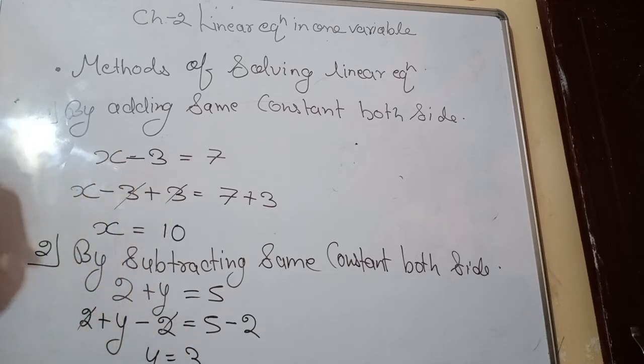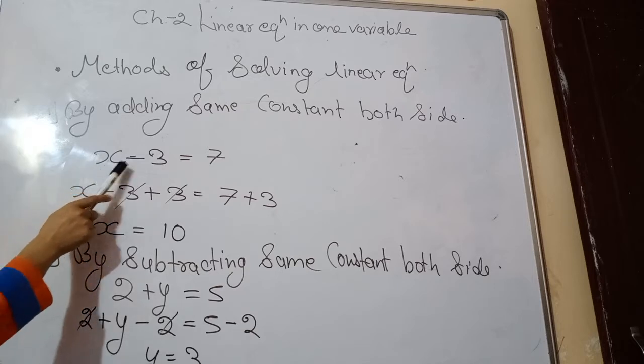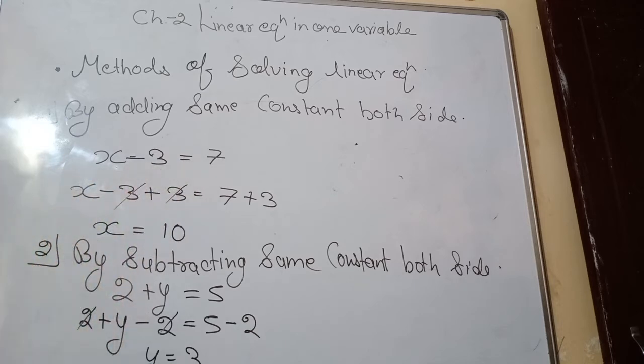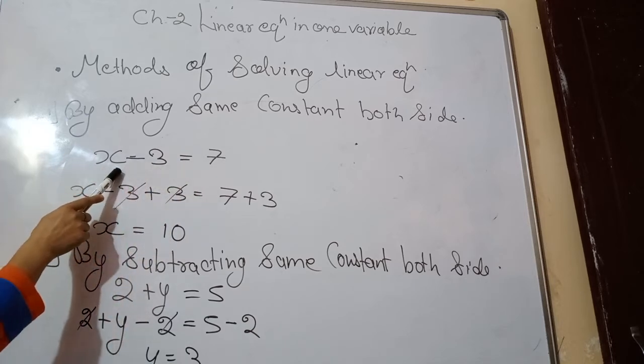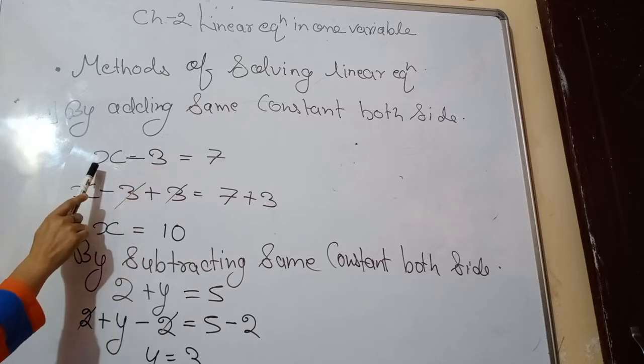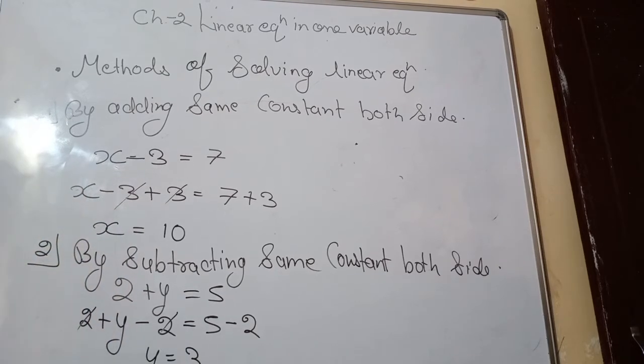So what you have to see? You have to see the sign which is given along with the linear equation. And you have to pick the constant which is written on the variable side. Here you can see there are two constants. One is 7, another is 3. So which constant is written on the variable side? Constant 3 is written on the variable side, because there are two sides. This is called LHS and this is called RHS.